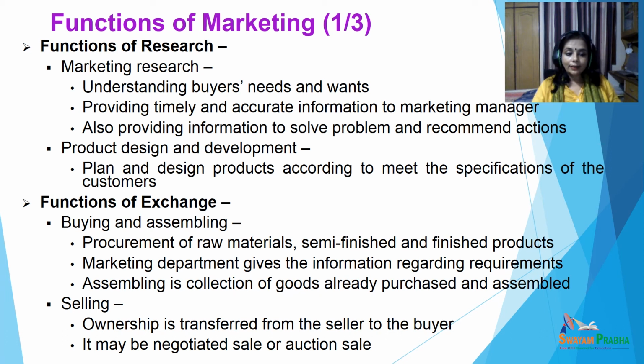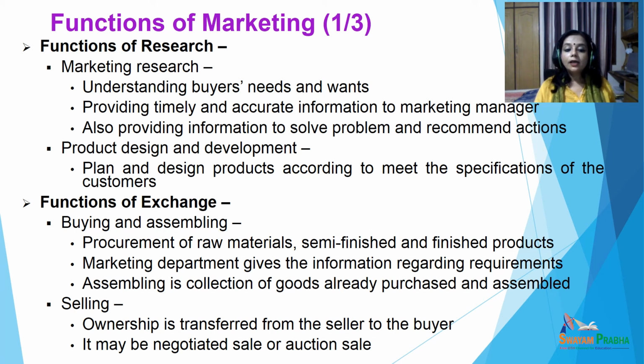Then comes the functions of exchange. Whatever helps in making the exchange possible, that is transfer of possession of the product from the seller to the buyer. So buying and assembling is one thing. That means initially the organization is involved in lots of buying and assembling. The organization purchases different types of raw material and semi-finished products from different suppliers, different manufacturers, and then tries to assemble them. So procurement of raw materials, semi-finished and finished goods is one action.